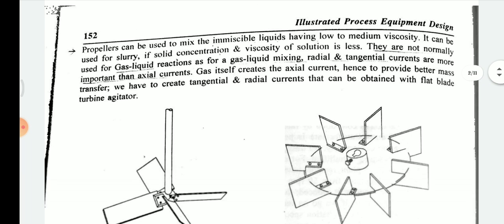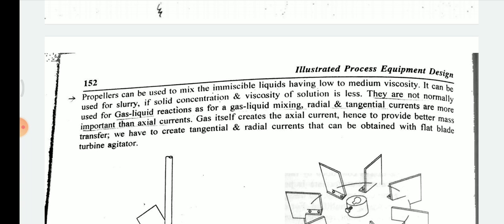Next, a propeller can be used to mix immiscible liquids having low to medium viscosity. Propellers are generally used for what purpose? To mix immiscible liquids of low to medium viscosity. It can be used for a slurry if the solid concentration and viscosity of the solution are low. They are not normally used for gas liquid reactions, for the mixing of gas and liquid.